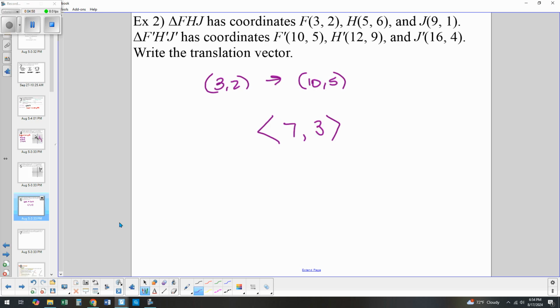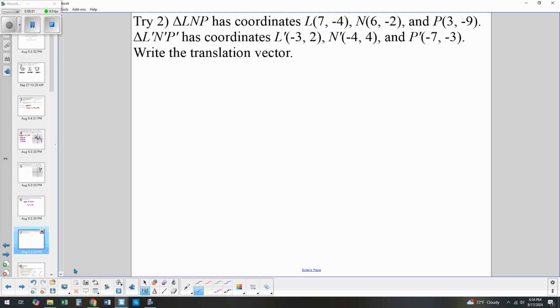Here's another try problem. Pause if you'd like. The answers are posted online.